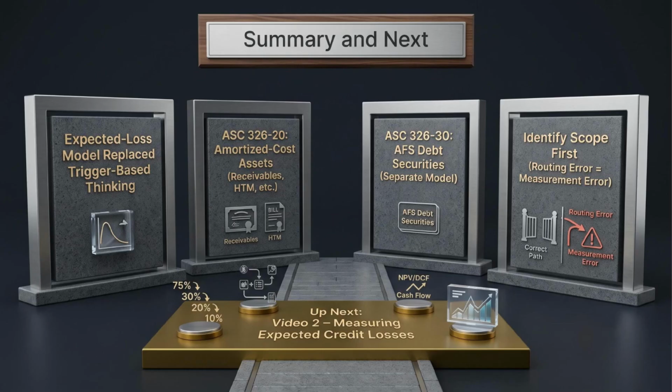Let us close the foundation. ASC 326 replaced trigger based incurred loss thinking with expected loss recognition. ASC 326-20 covers amortized cost financial assets and related exposures, while ASC 326-30 covers available for sale debt securities separately. The main discipline is routing first and measuring second.